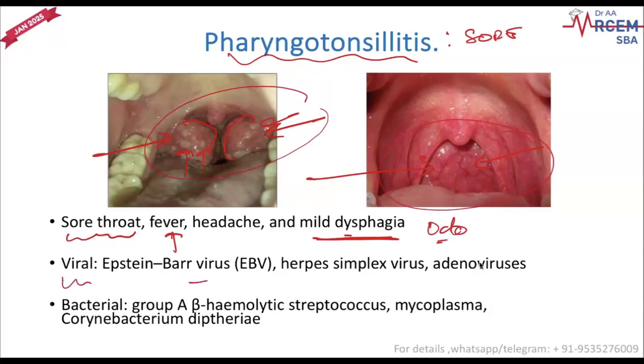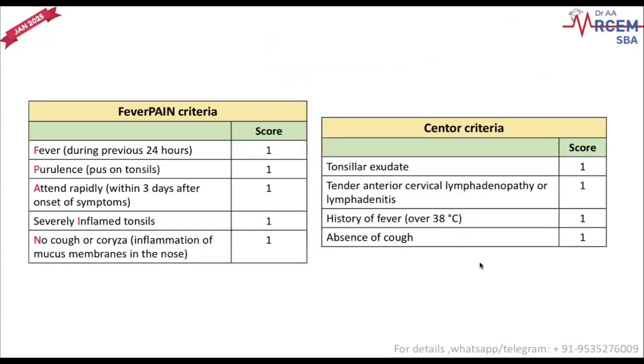Viral infections like Epstein-Barr virus can cause it. Among bacterial infections, group A beta hemolytic streptococci is important because it causes various complications, what we have studied in our dermatology chapter. Whenever a patient presents with tonsillitis or pharyngitis, we tend to use the FeverPAIN criteria.